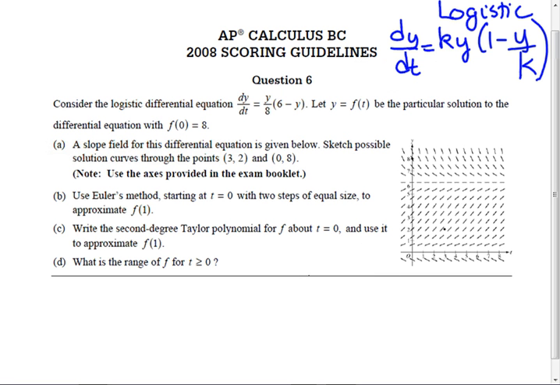When you look at the slope field, it says sketch possible solution curves through (3, 2), (1, 2), (3, 2). And 2 means I start, oh, they put a dot there for me. That was kind of nice. And you just go in the direction that the little arrows point you in. What about (0, 8), which is starting here?